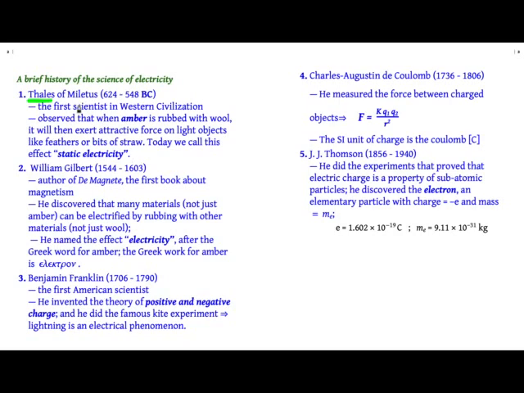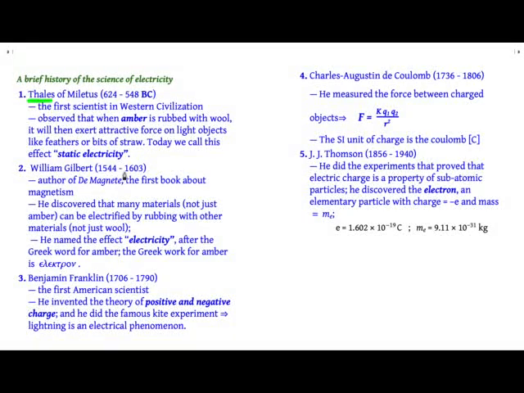And Thales wrote about this. He told other philosophers about this, and they wrote about his observations. So that's how we know that Thales discovered electricity. Now, another name in the history of electricity is William Gilbert. William Gilbert was an Englishman. He was a physicist and a scientist and also a physician, a doctor. He was the physician to the Queen of England, Queen Elizabeth of that day.